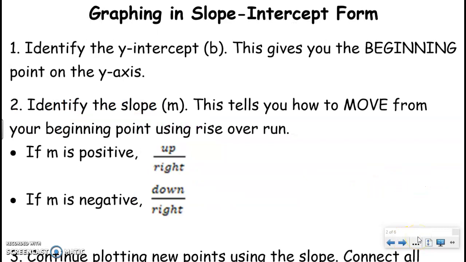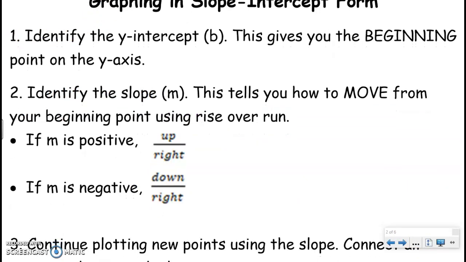Now, I changed this up a little bit from what's in your packet, but your first step is to identify the y-intercept, which is your b, which is your beginning point that you're going to put on the y-axis. Okay, so up and down. So it's telling you what floor you're going to start on. And then you're going to identify the slope m, and that tells you how to move from your beginning point using rise over run.